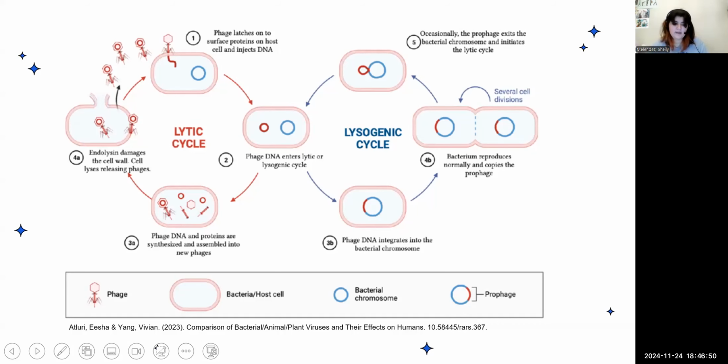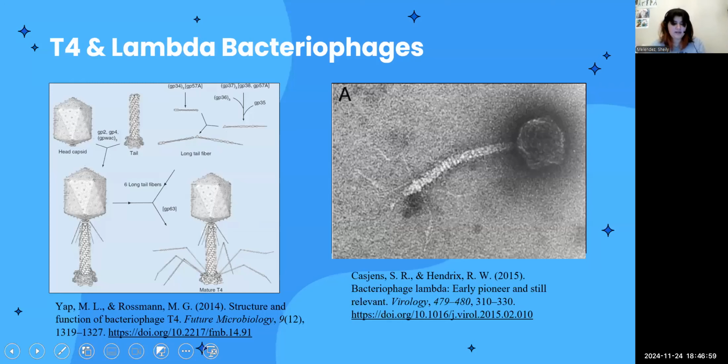A well-known example of a phage that utilizes the lysogenic cycle, also known as a temperate phage, is that of the lambda phage, which is a double-stranded DNA virus that is part of the Siphoviridae family and has a 48 kilobase pair long genome, which is also shown here in this example as well.